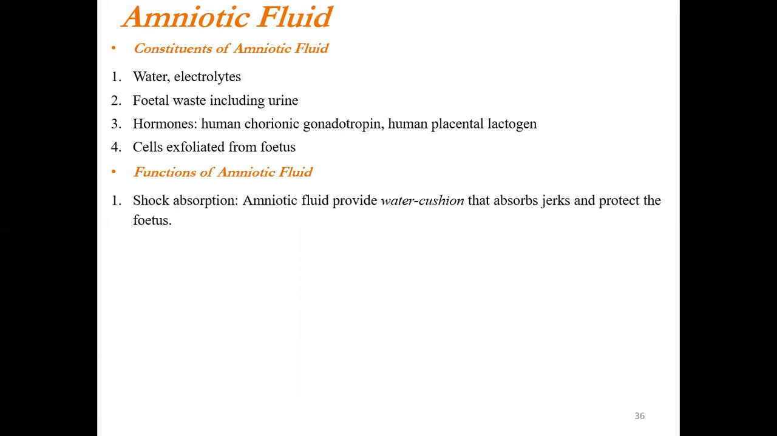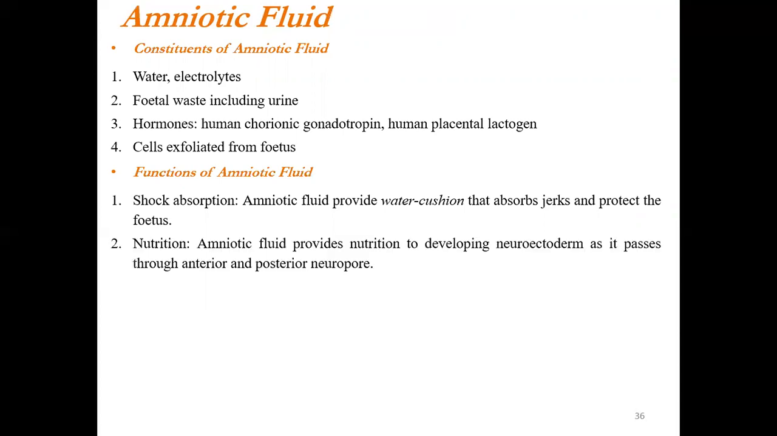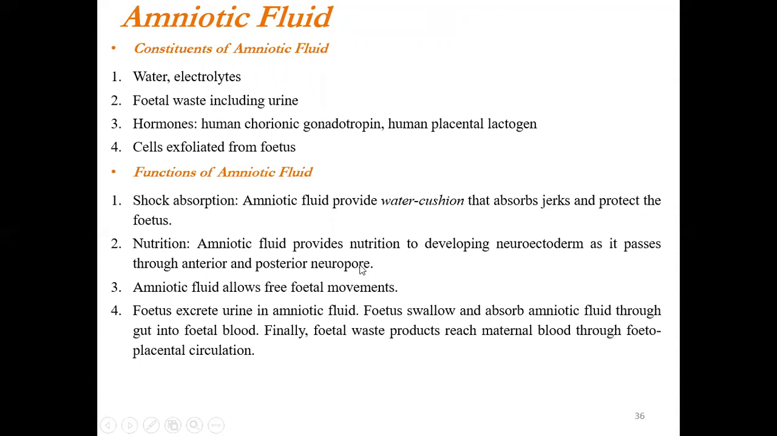It helps in shock absorption. So it provides a water cushion that absorbs jerks and protects the fetus. It gives nutrition to the developing neuroectoderm as it passes through the anterior and the posterior neuropore. Then it allows free fetal movements, and the fetus excretes urine in the amniotic fluid through the allantois. Fetus swallows and absorbs amniotic fluid through the gut into the fetal blood. Finally, fetal waste products reach maternal blood through the fetoplacental circulation.